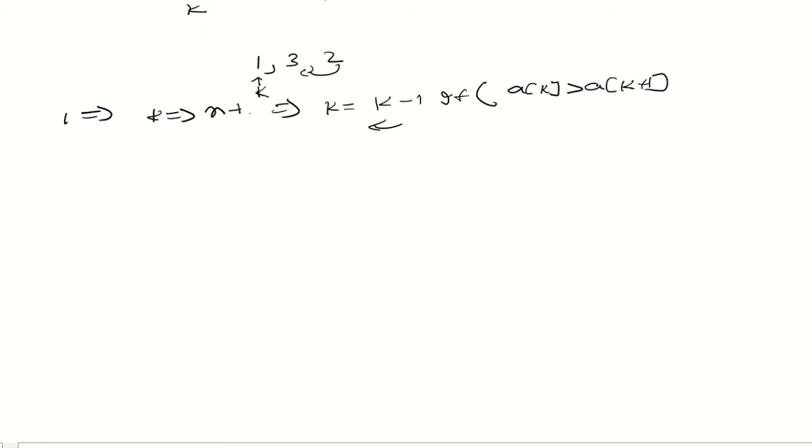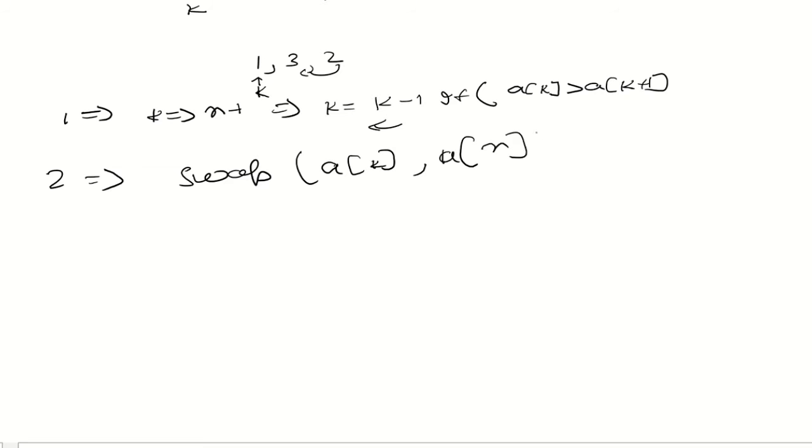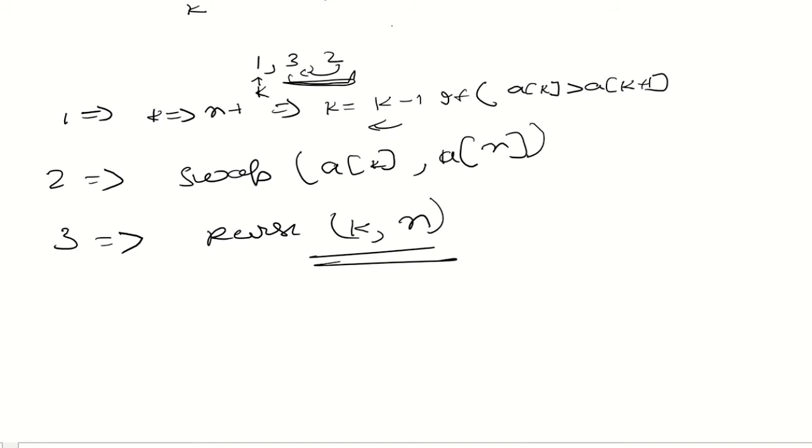Now, when it is pointing to this position, second we'll swap a of k with a of n, right? With the last element we'll swap, and once that is done, we'll reverse the array from k to n. We'll reverse this array. So that will be our approach.